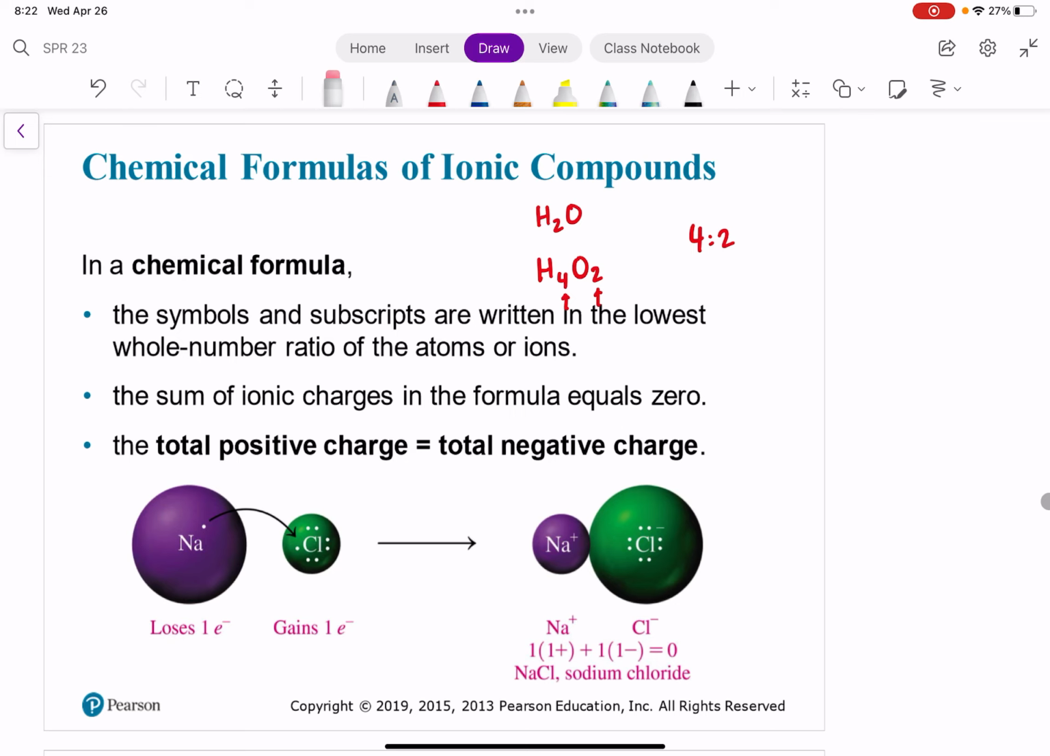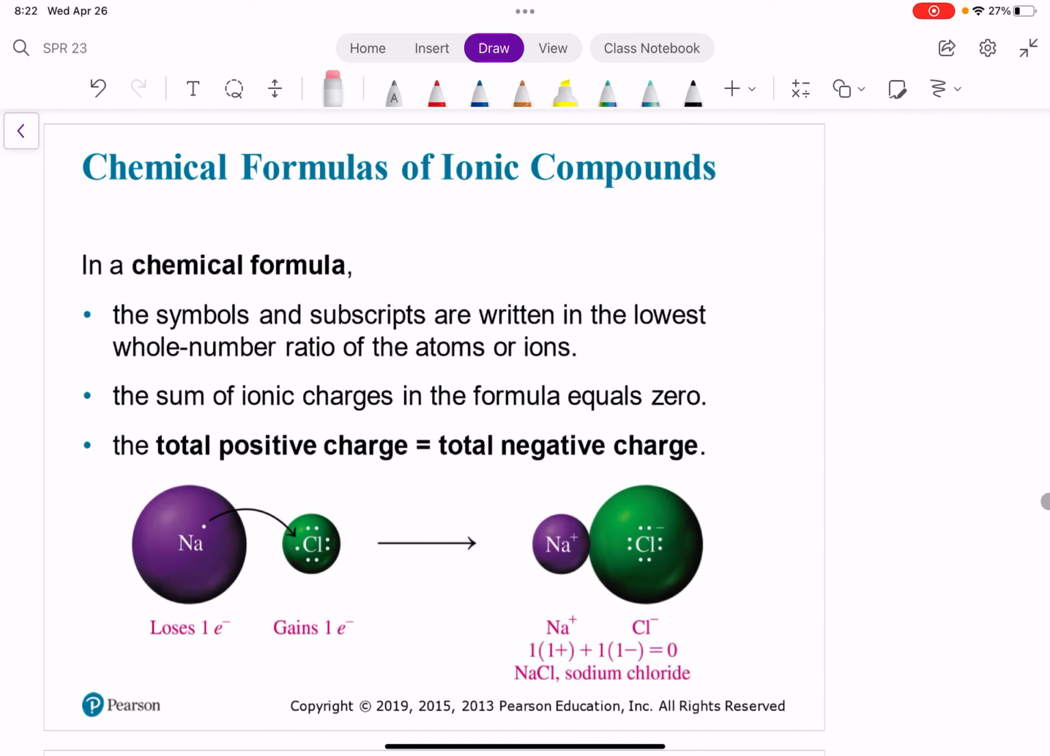So we always report our compounds with the lowest whole number ratio of atoms or ions. Okay, so NaCl, we wouldn't see Na2Cl2 because that's the same thing as Na1Cl1. And we also just write NaCl in that case, but just to make it more clear for you. Okay, so lowest whole number ratio.